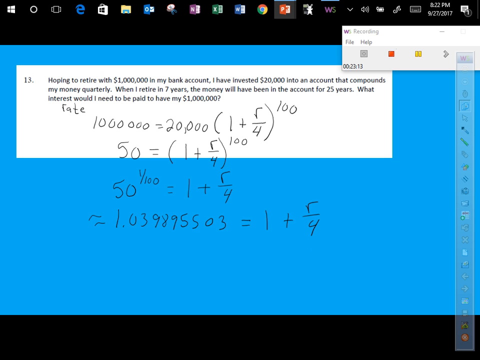Well, I need to solve this for r. So we're going to subtract 1 from both sides. So I'll have 0.039895503 is equal to r over 4. And then to bring it home, I'll need to multiply by 4. So unfortunately, for me to have $1 million in my account after investing $20,000, my interest rate's going to have to be 15.958%. So my interest rate's going to have to be approximately 16%. So chances of me retiring with $1 million, slim to none.